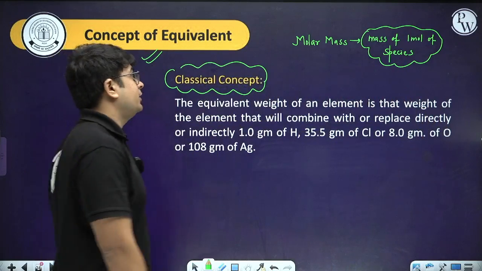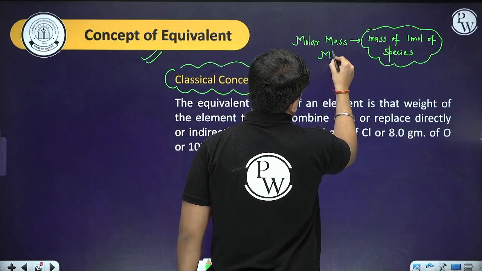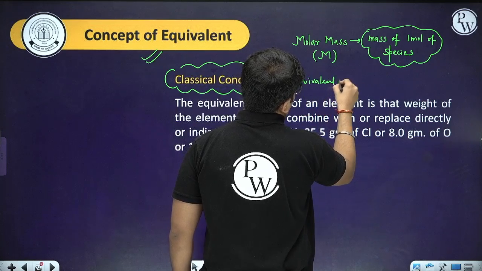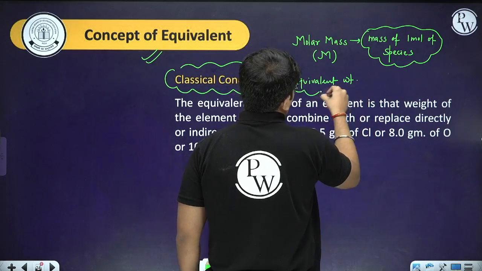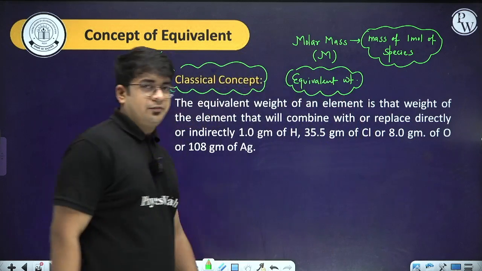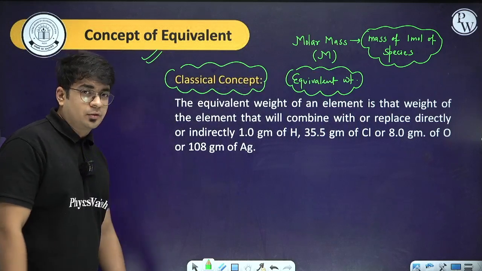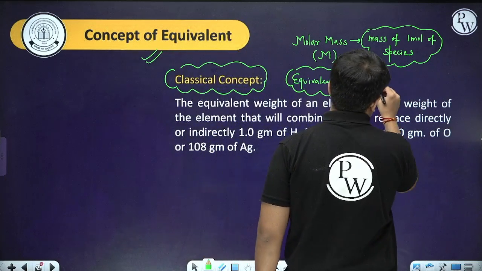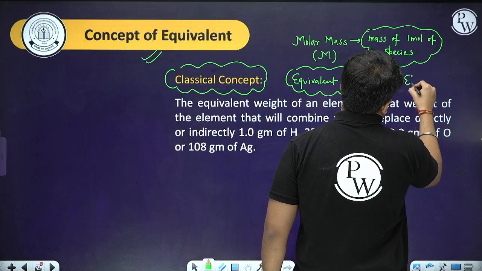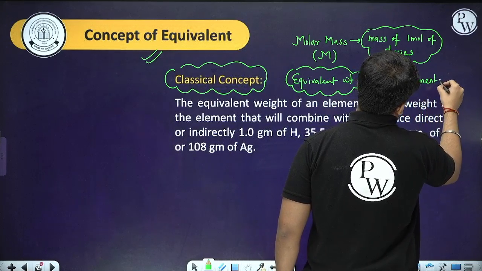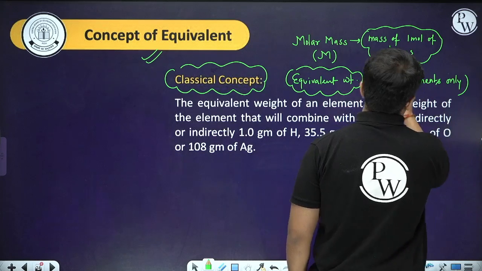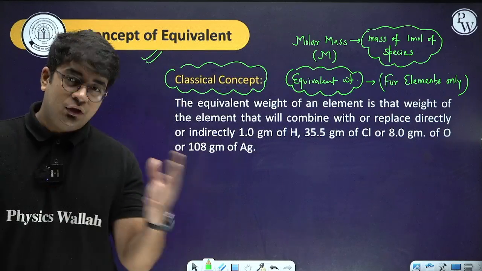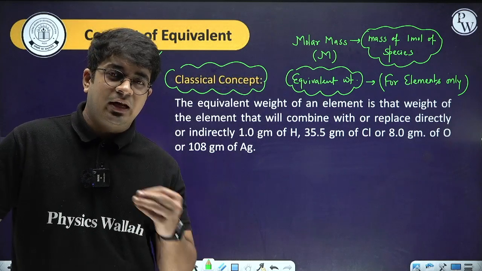Just like that, we have another term. This is represented by capital M. We have equivalent weight. And how are you going to define that particular part? This equivalent weight was initially calculated for elements only. Initially it was started for elements only, but now it's a very wide concept. You can use that concept for any type of reaction.